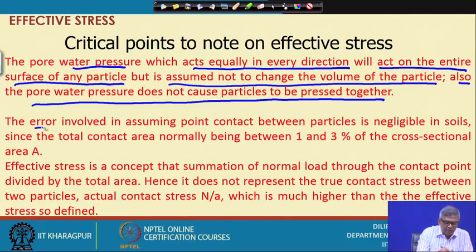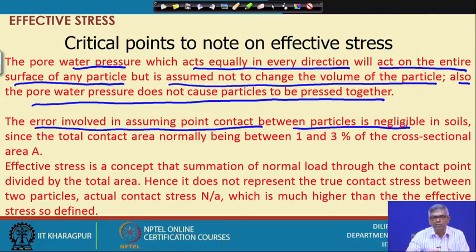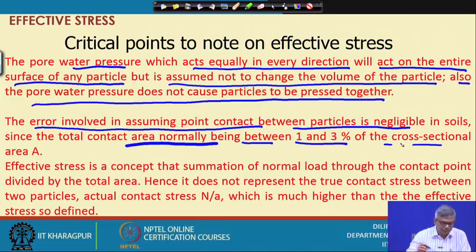Now, the error involved in assuming point contact between particles is negligible in soil, mainly because the total contact area is normally only 1 to 3% of the total area. If you find the summation of the contact points and take the area, it comes to only 1 to 3%, and whatever assumption we have made is based on this point contact. So, it will not give much error.